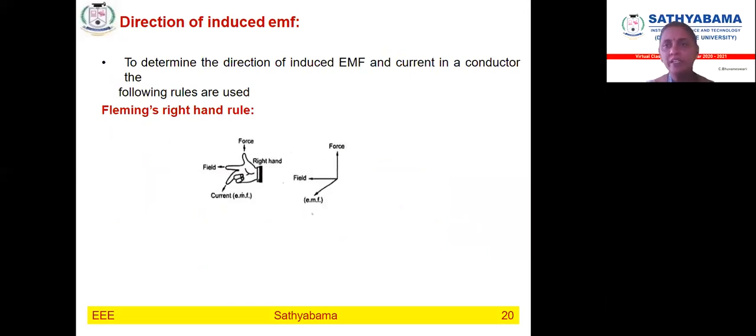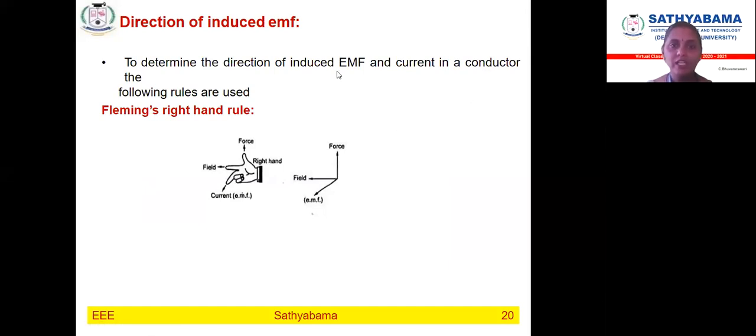Now we are talking about this induced EMF. We had given the direction of the current flow, right? The direction of the current flow is going to be opposite according to Lenz's law. But we exactly wanted to mention the direction. So we will be stating it by Fleming's right hand rule and Fleming's left hand rule. Already you would have come across all these Fleming's rules, right? First we will start with Fleming's right hand rule.